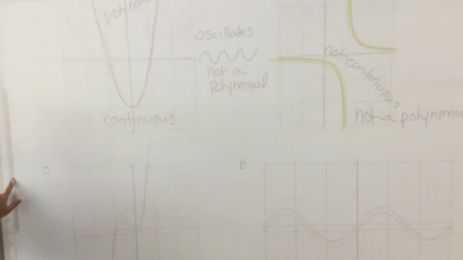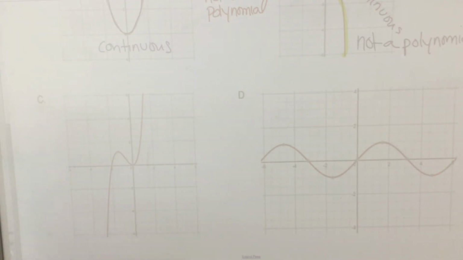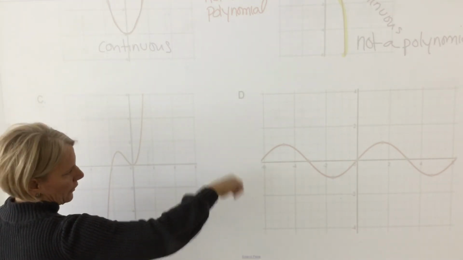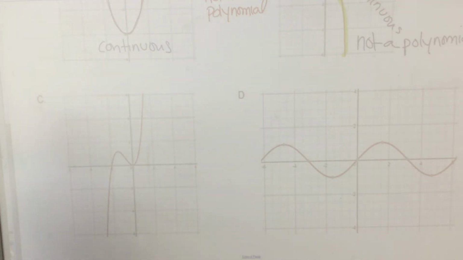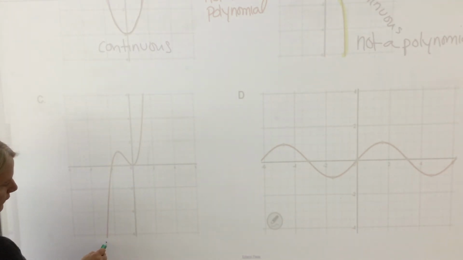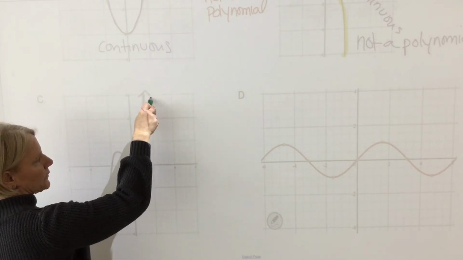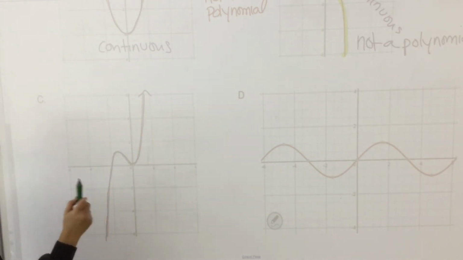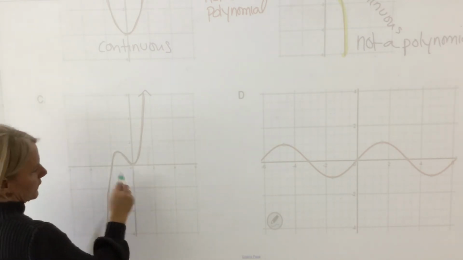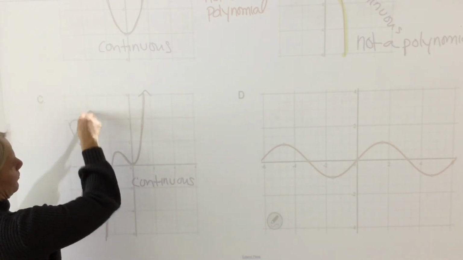Okay, there's two more. So part C, think about it: is it continuous? Does it oscillate? It's not oscillating because it's not going up and down, up and down, up and down. So we're going to think about, is it continuous? I would take my pen, start at the far left, and start to trace it. And I get to the end, although I know it keeps on going forever, but on the paper I never lifted my pencil. So this is continuous, and it doesn't oscillate, so this is a polynomial.